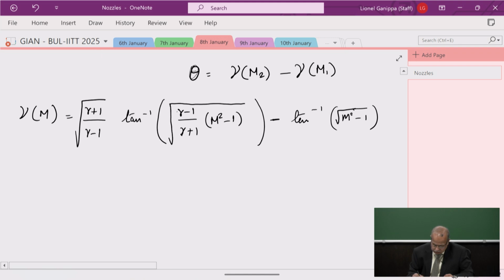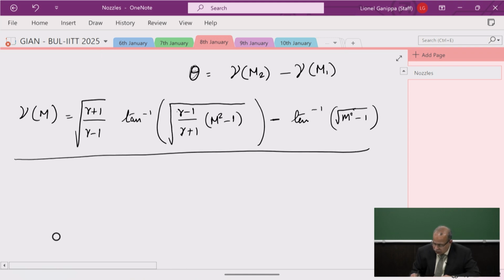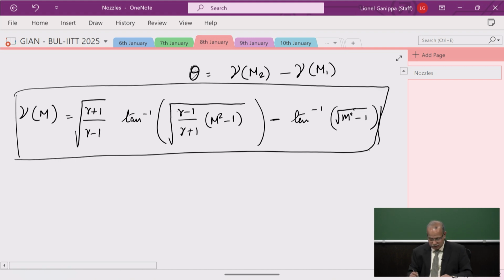Okay, so here is the Prandtl-Meyer one. You don't need to memorize anything, at least for this course, but we need to know how to use this equation. That's what it is, through the tables.